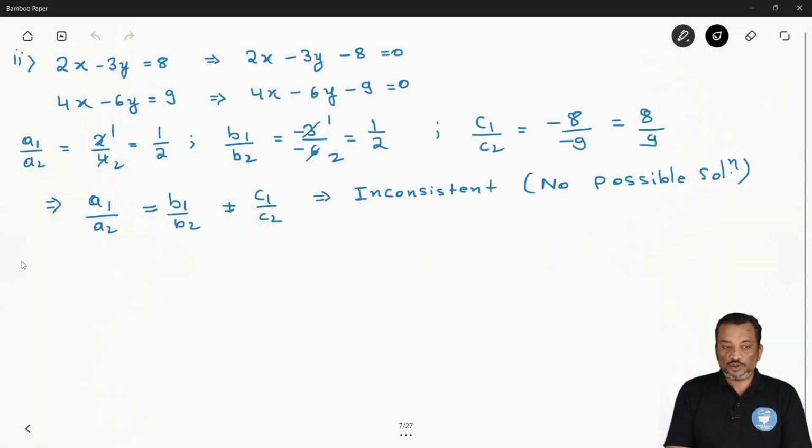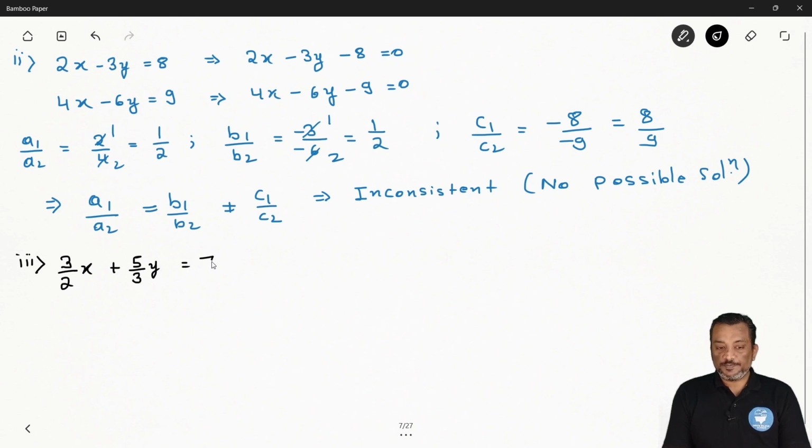सबसे पहले हम लोग इसको solve करते हैं, तो हमारा third equation we can say 3 over 2x plus 5 over 3y is equal to 7. Second equation you have 9x minus 10y is equal to 14. Okay, so सबसे पहले हम फर्स्ट इक्वेशन को स्टैंडर्ड फॉर्म में ले आते हैं अपने.